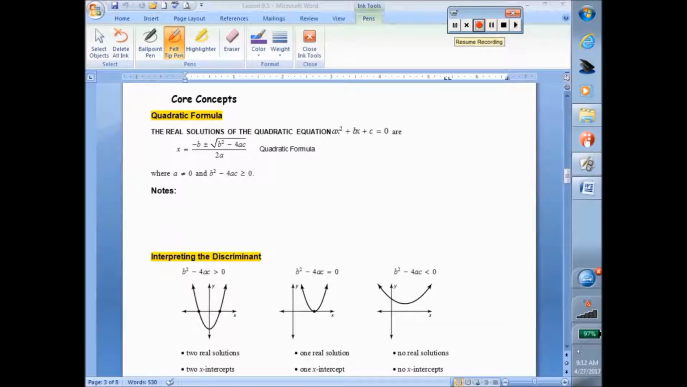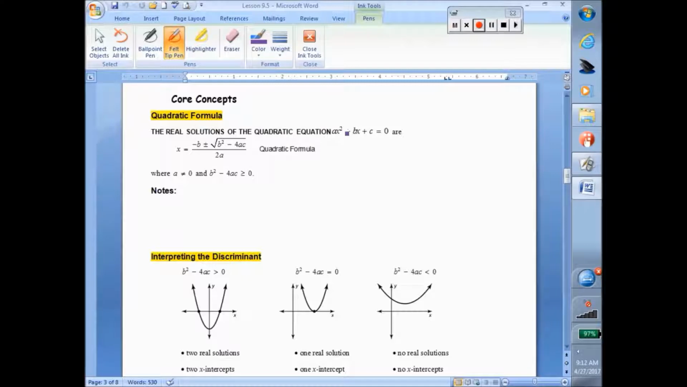Please open to page 298 in your student journal. Today we're going to be working on section 9.5. We're going to continue solving quadratic equations. Remember, quadratic equation means the highest exponent of the variable is a 2.